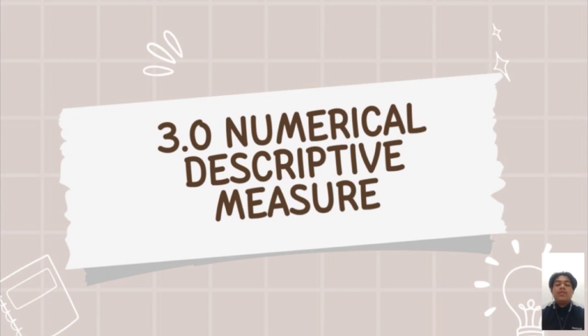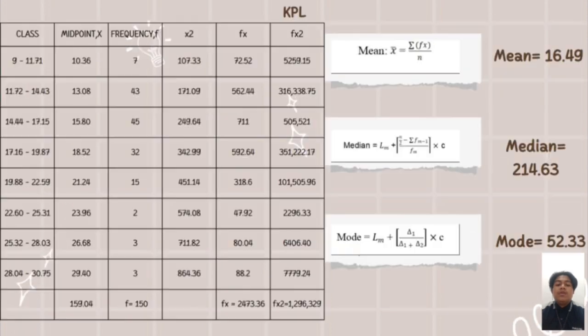3.0 Numerical Descriptive Measures. The first of central measure tendency is the mean. The formula of mean is mean equal to total of fx divided by n. So, the mean for kpl is 16.49.